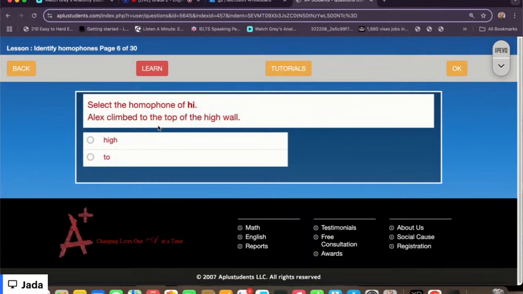Okay, Alex climbed to the top of the high wall. So we have select the homophones of high. So Alex climbed to the top of the high wall. It will be high. Okay.